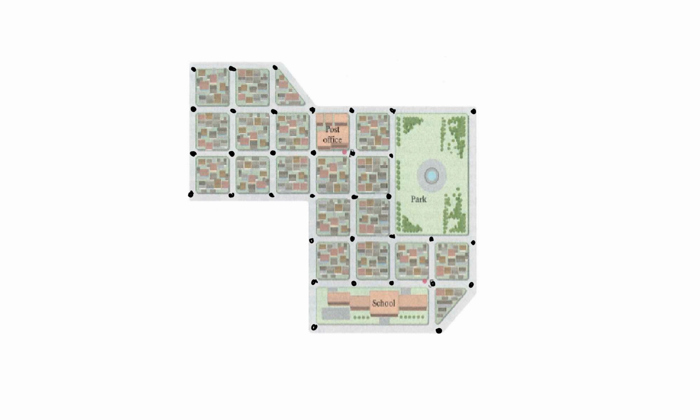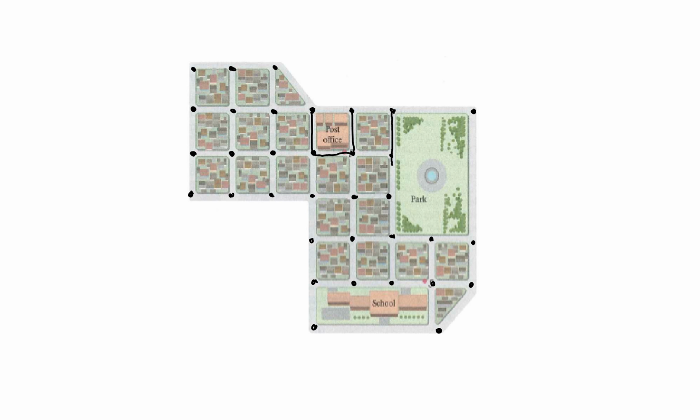Alright, I've included all of the vertices. Now, if I'm the postal worker, I'm definitely going to deliver mail around the post office, but I'm not going to deliver it behind. I'm also not going to deliver it behind the park. I'm only going to deliver it to the houses along one side of the street around the park.